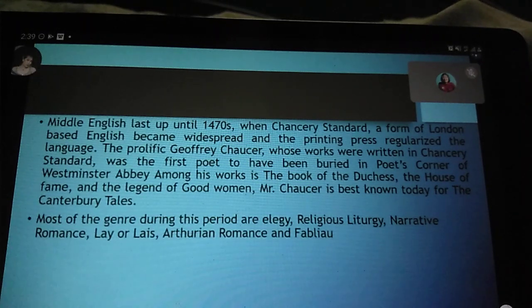Among his works are the Book of the Duchess, The House of Fame, and The Legend of Good Women. Mr. Chaucer is best known today for the Canterbury Tales. So most of the genres during this period are elegy, religious liturgy, narrative romance, lays, Arthurian romance, and fabliau. Ang fabliau po ay tawag dito isang genre na kung saan gumagamit ng metrical tale or short metrical tale made popular in medieval France by the jongleurs or professional storytellers.